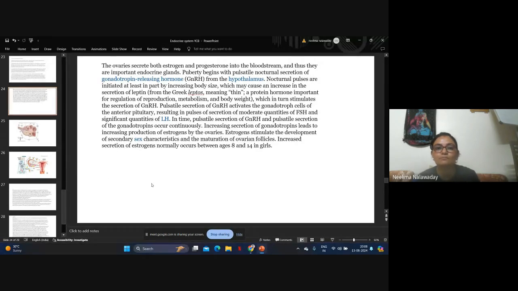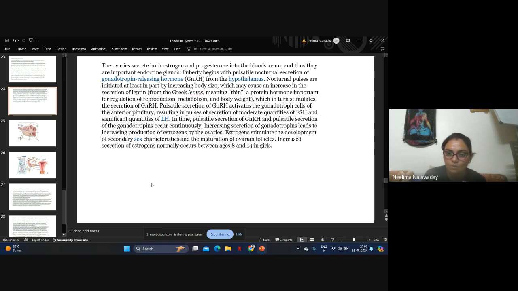So how does puberty happen? In short, puberty begins with secretion of gonadotropin releasing hormone from the hypothalamus. So the first important hormone is gonadotropin releasing hormone, which is secreted by the hypothalamus at a certain specific age, maybe at the age of 10 or 11. Around that, puberty begins, and then secretion of GnRH starts.